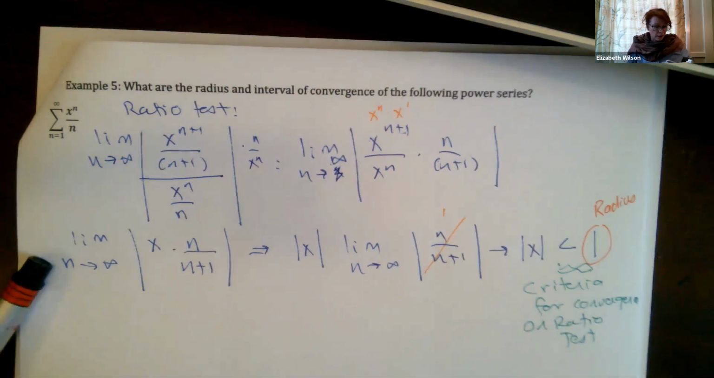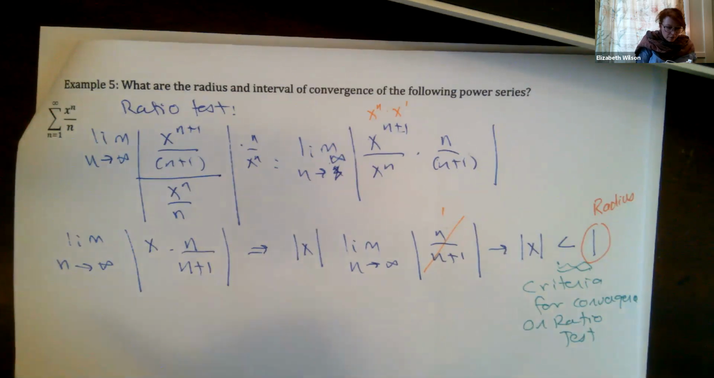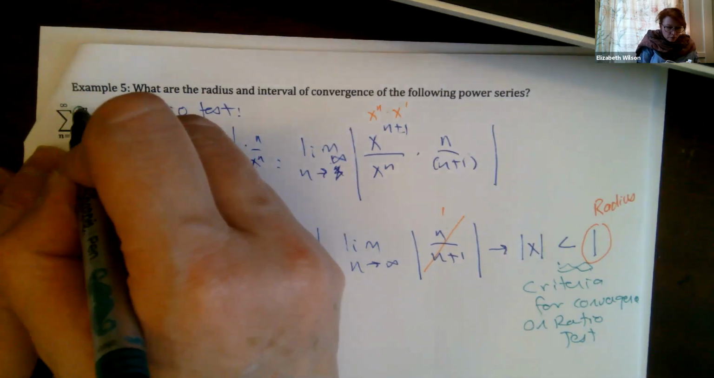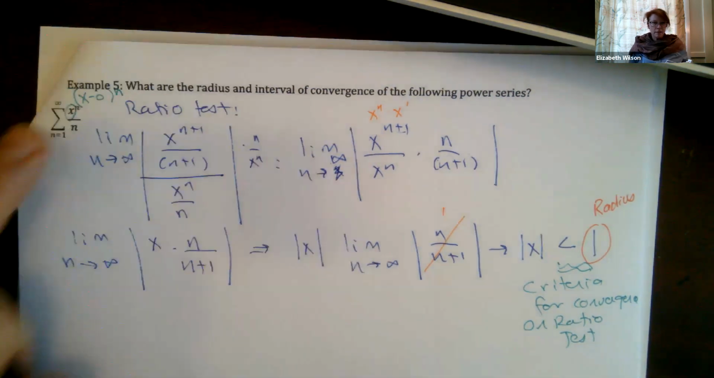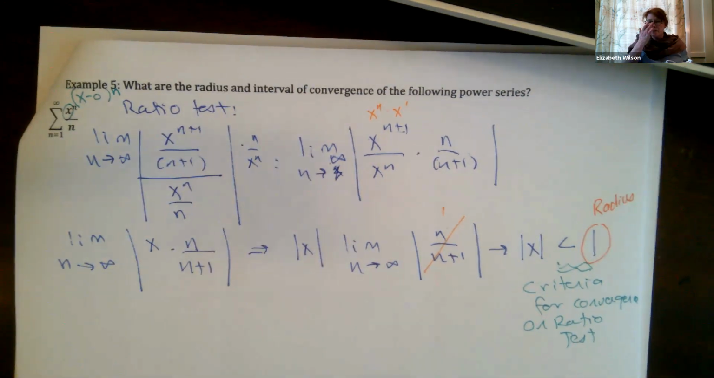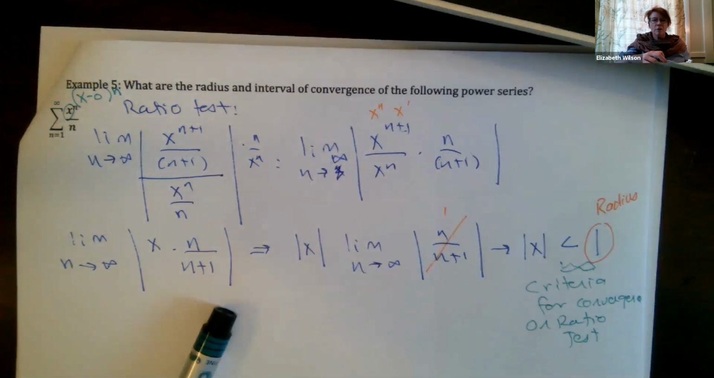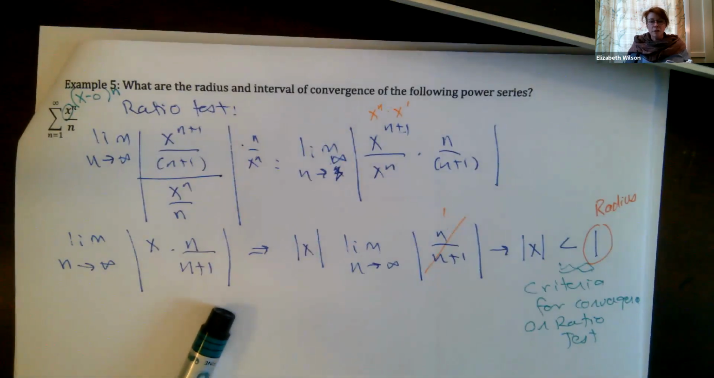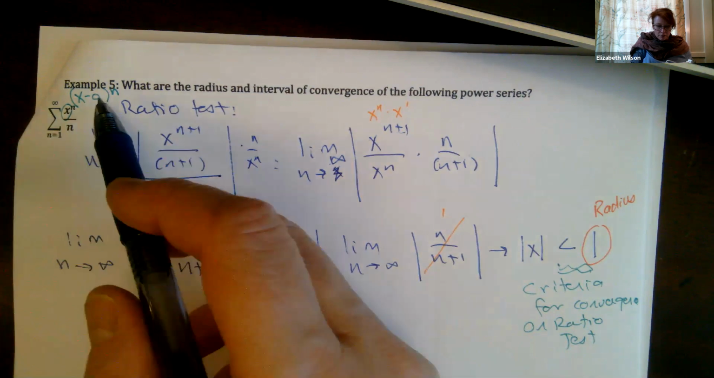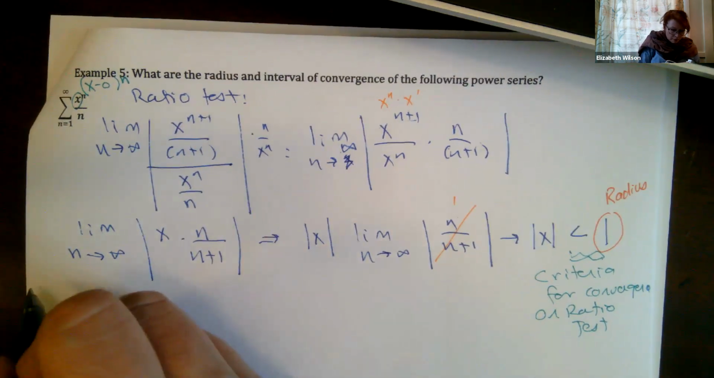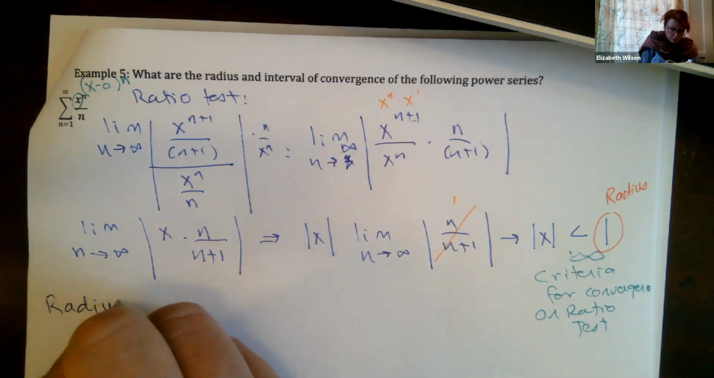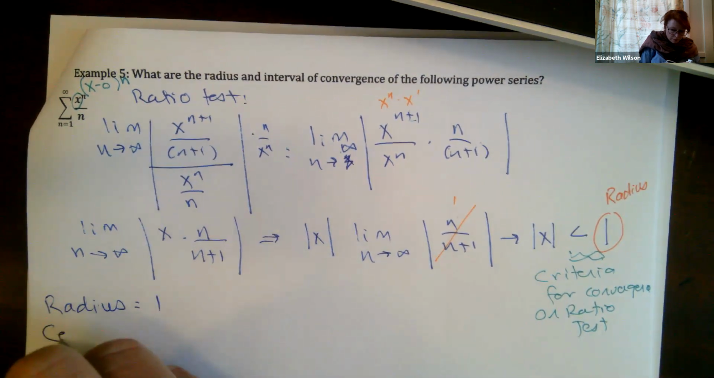Also, when I look at my power series right here, x to the n is the same thing as x minus 0 to the n. Make sure this is in focus here. So x minus 0 to the n, which means we're centered at 0. Let's conclude these things out. I'm going to say my radius is equal to 1. My center is equal to 0.